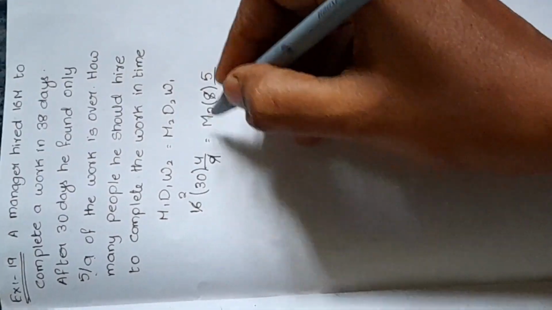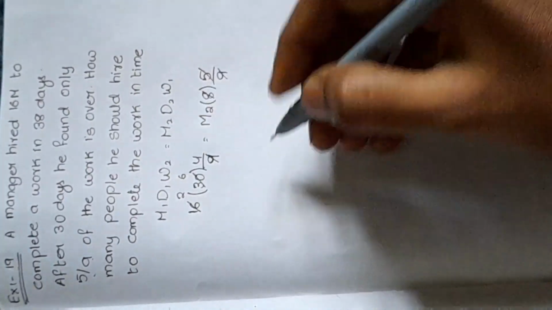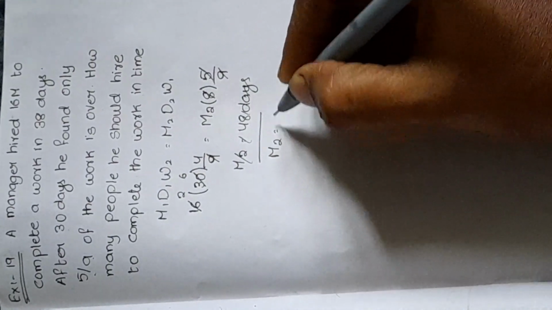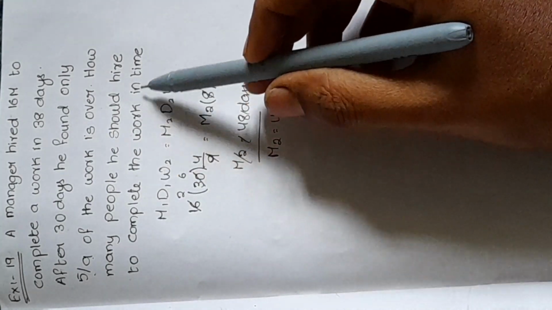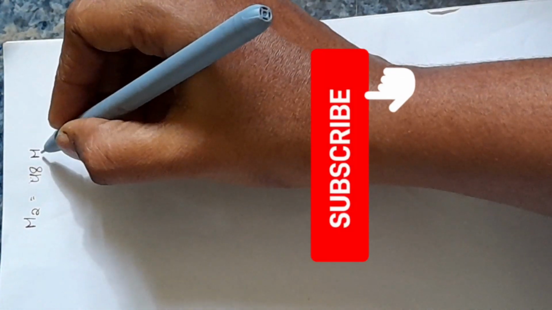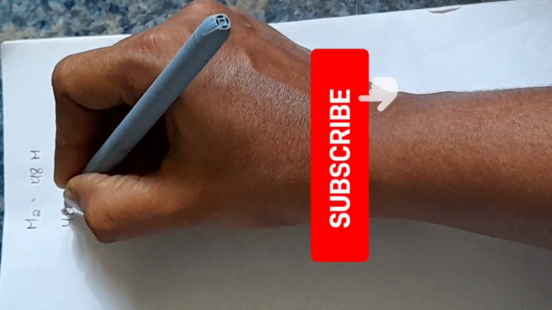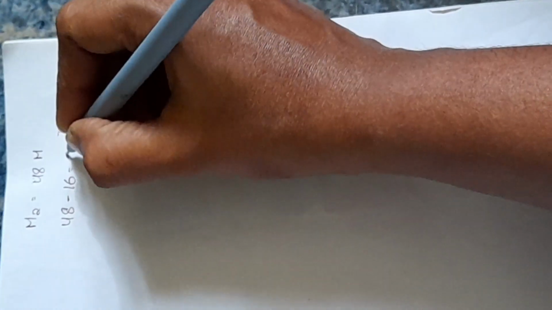M2 is equal to 48 men are required to complete the whole work in time. M2 is equal to 48, but already there are 16. So 48 minus 16, which is equal to 32 men are required to complete the work in time.